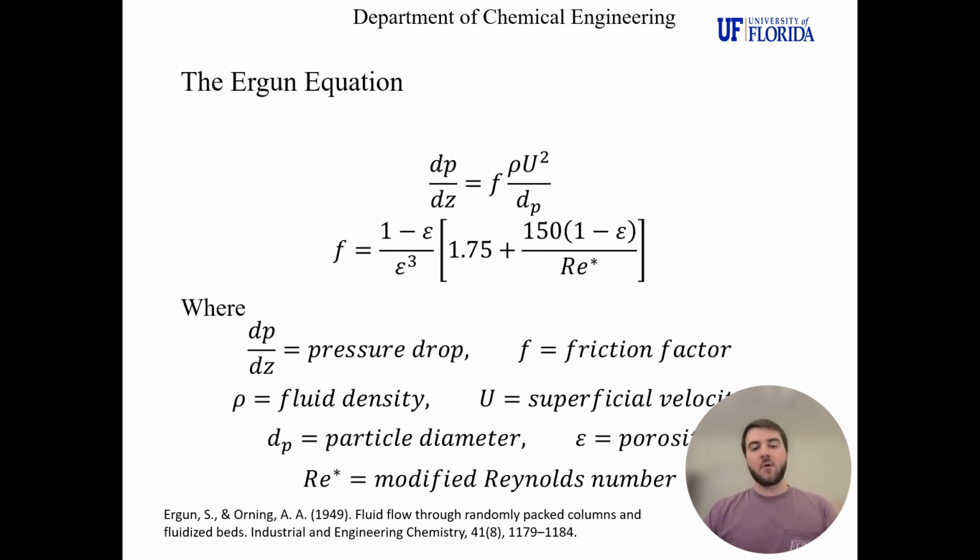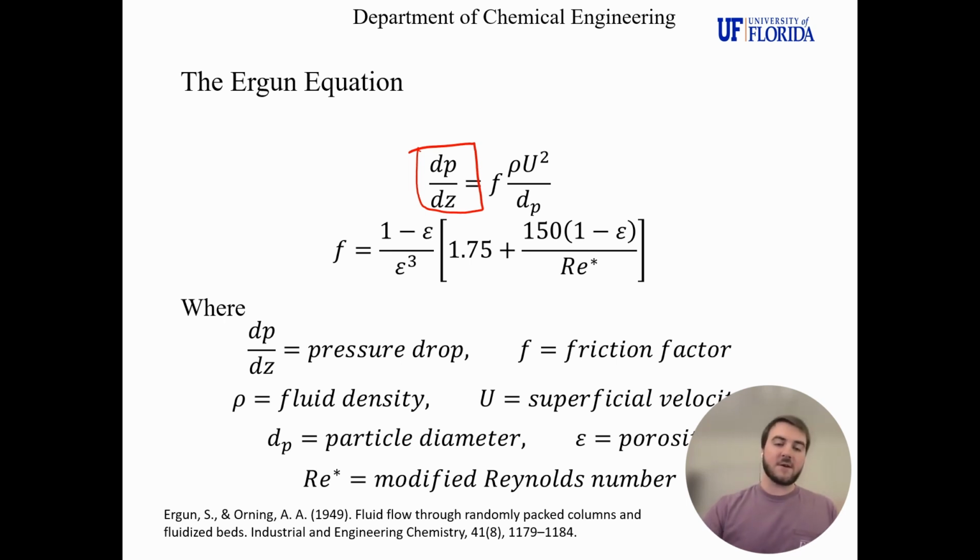So why are porous flow models used in the field of reactor design? That's because we would like to determine a pressure drop, this dP/dZ term here, and the best way to do that for design purposes is generally to use an empirical formula like the Ergun equation here. And the Ergun equation simply says that pressure drop per unit length is equal to some friction factor times the density of the fluid times the superficial velocity squared divided by the particle diameter of the packing.